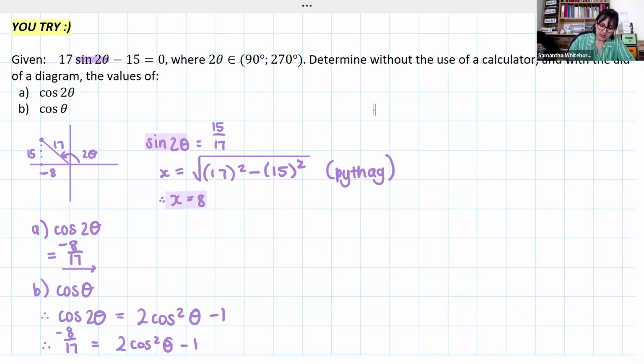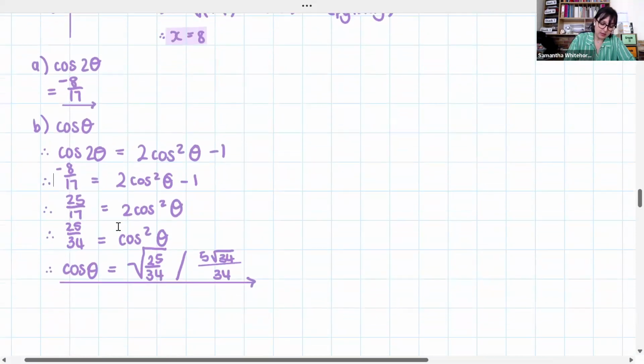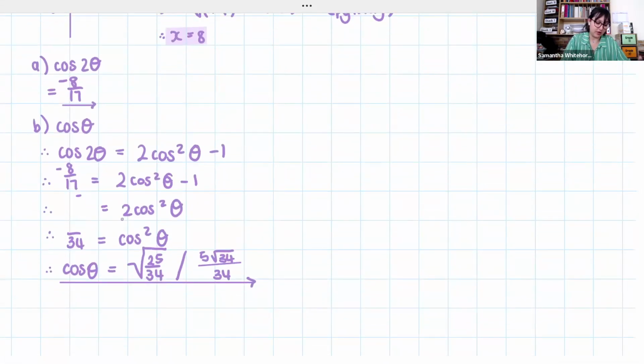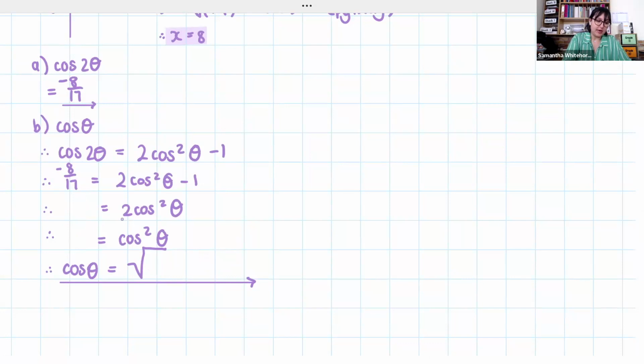And then as we go to question B, because you've got cos theta, you've already worked out what cos 2 theta is. You can use that information to expand. So let's just fix what I have going on here. You would add 1 on both sides, so you'd have the -8 over 17 plus 1, inverse operations, and you get 9 over 17. From there, you divide both sides by 2, giving you 9 over 34. And then you would square root both sides.